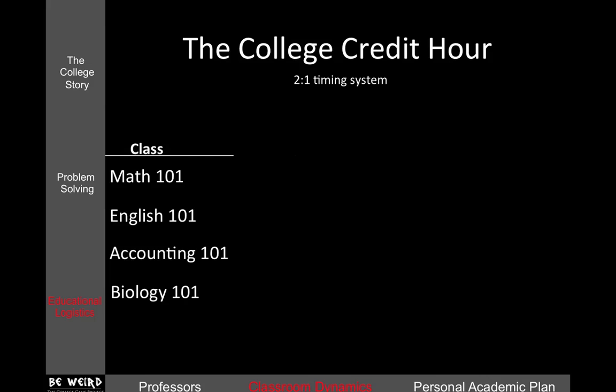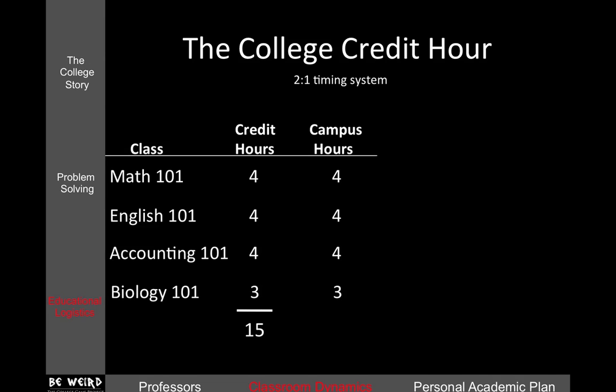Here's an example of a student's first semester class load. Let's call this student Liz. She's taking Math 101, English 101, Accounting 101, and Biology 101 for a total of 15 credit hours. Most people understand that a credit hour is based on the number of hours per week Liz is supposed to be in a classroom or a laboratory.